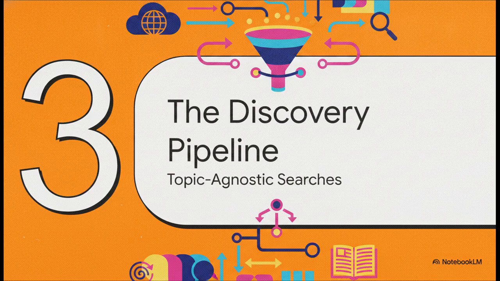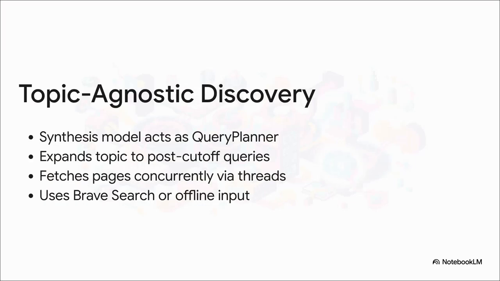Let's move to Part 3, the discovery pipeline. What's really amazing here is that discovery is completely topic agnostic. Absolutely nothing is hard-coded per topic. Instead, the synthesis model itself acts as a query planner. Since the model already understands the foundational topic, it expands your request into up to 6 distinct post-cutoff facet queries.